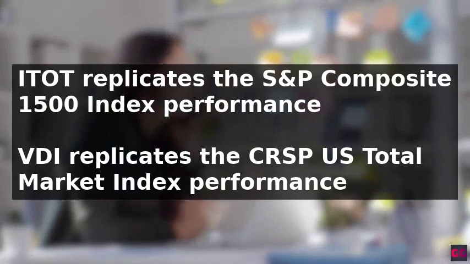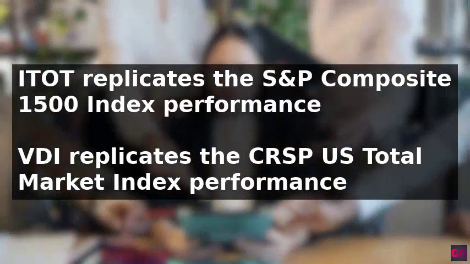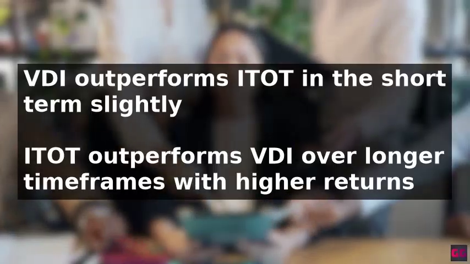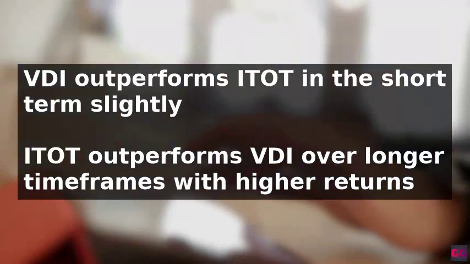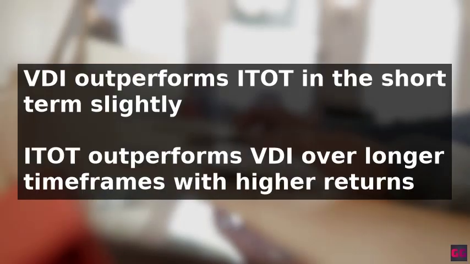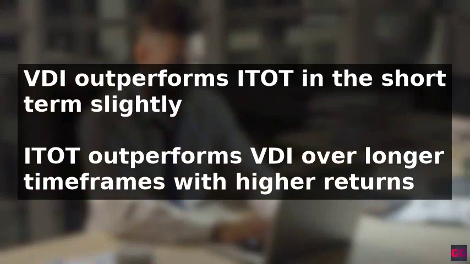In terms of performance, VTI slightly outperforms ITOT in the short term, with a maximum return rate of 5.91%, compared to ITOT's 5.88%. However, ITOT's returns outperform VTI's over longer timeframes, with average annualized returns of 12.11% and 11.93%, respectively, over the past decade, giving ITOT a 0.18% margin. This suggests that the two funds are evenly matched, with each outperforming the other in different timeframes.